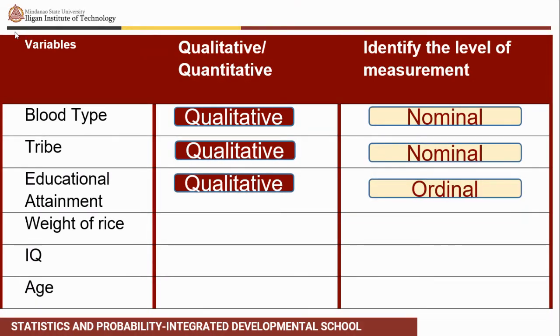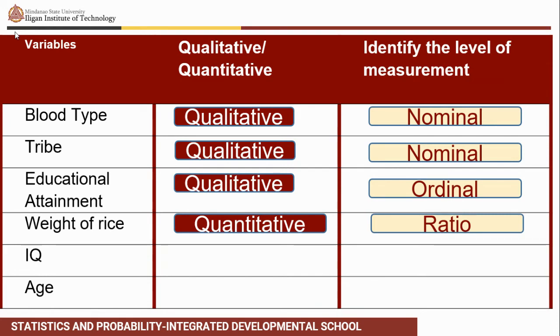For the weight of rice, you have 5 kilos, 3.5 kilos, 50 kilos. So it is written in numbers, so this must be quantitative. And if I would say 0 kilograms of rice, it means that it does not exist. So therefore, it is a ratio level.